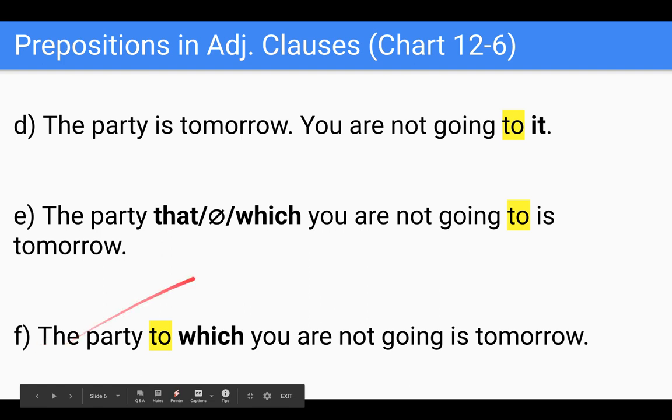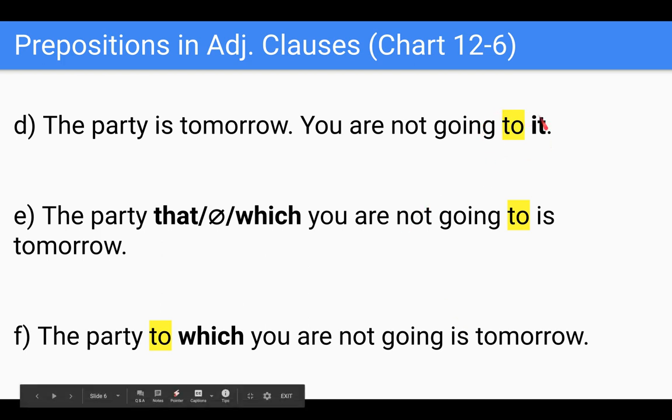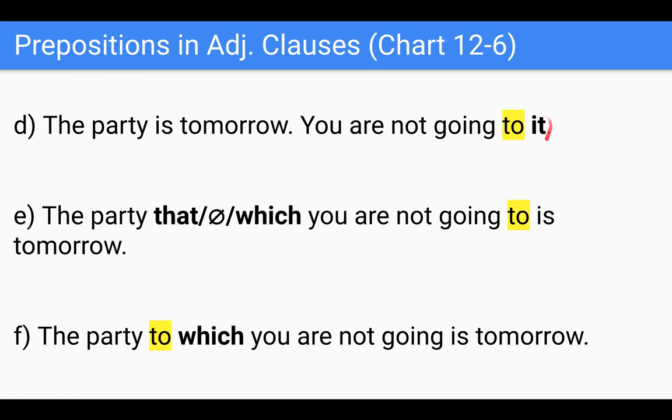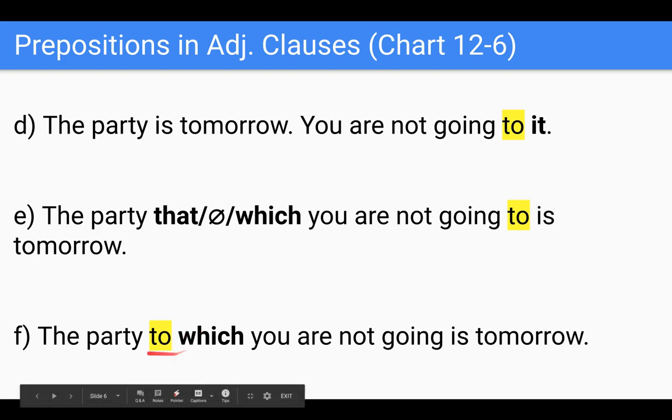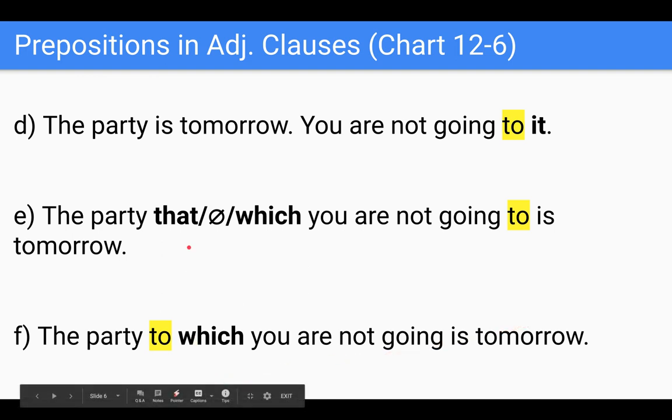So F, the party to which you are not going is tomorrow. And probably if this sounds strange to you, that's normal because it's not so common. But here we take this whole prepositional phrase to it and we move that to the front and we change it to which. So we say the party to which you are not going is tomorrow. So you don't need to use this, but you should be able to read it and understand it. E and F, all of those have the same meaning.